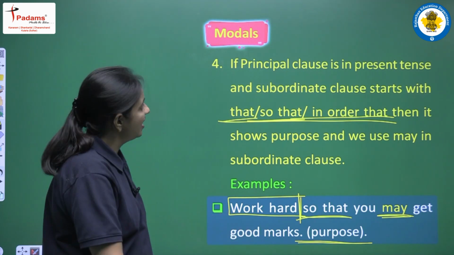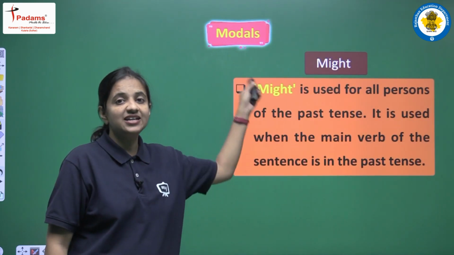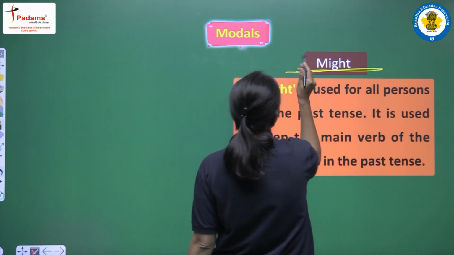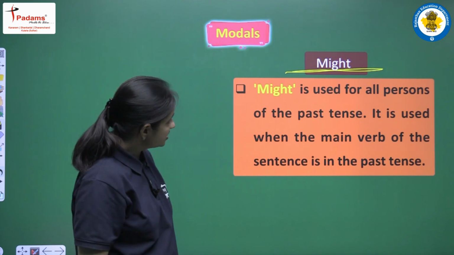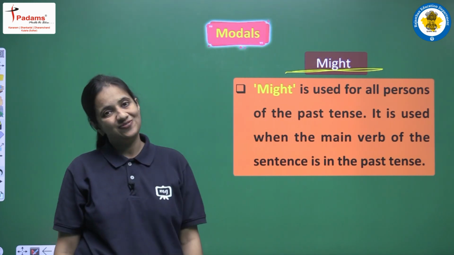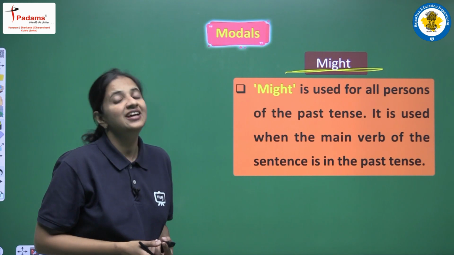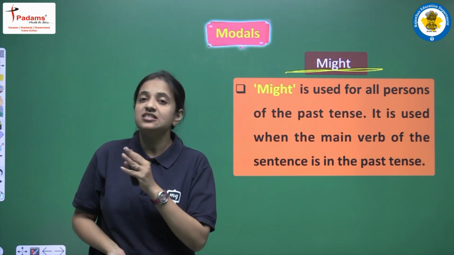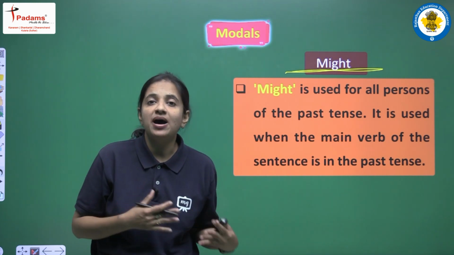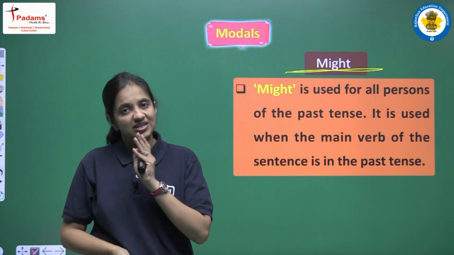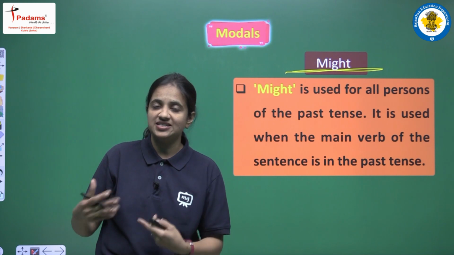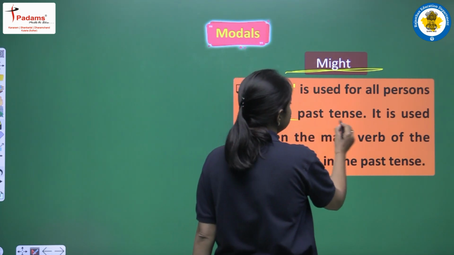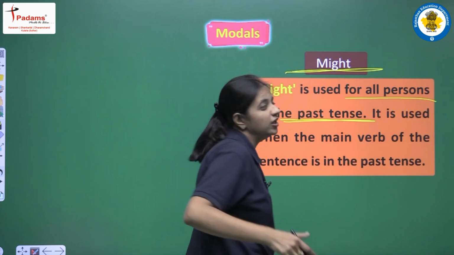Next, moving on, we are having our next model, that is might. So let's read first of all where it is used. Might is used for all persons of the past tense. So first of all, let's understand this thing that just like could, it was the past form of can, similarly might, this is the past form of may. So yes, may was used in present and future time also, and might is used in past tense, and it is also used for all the persons.